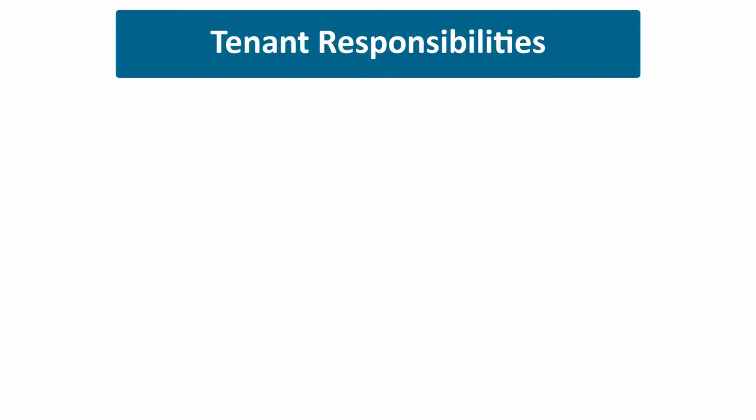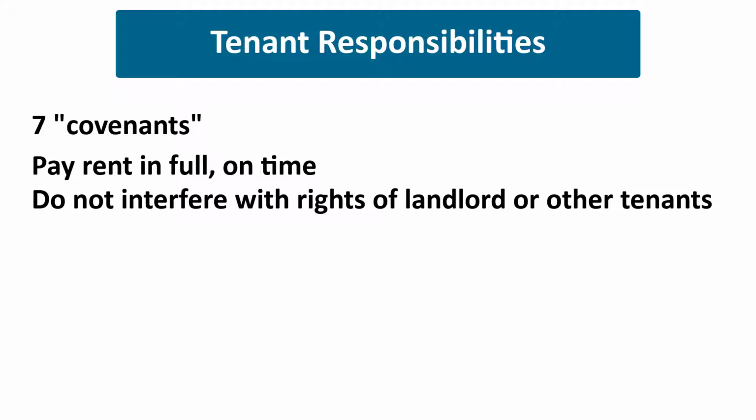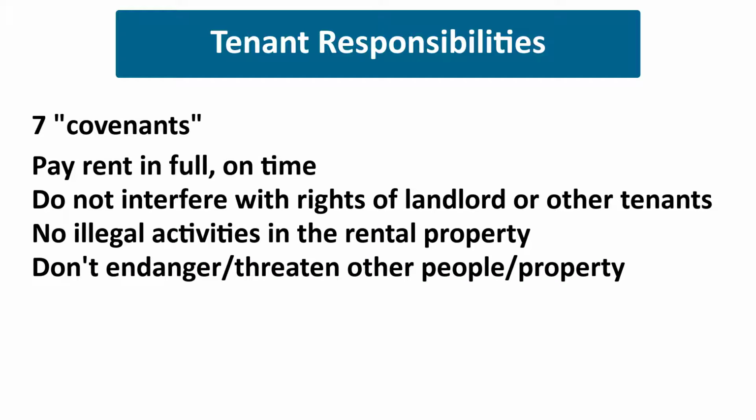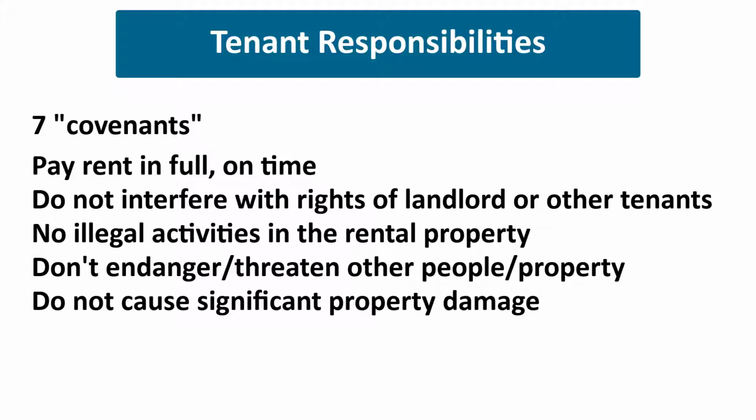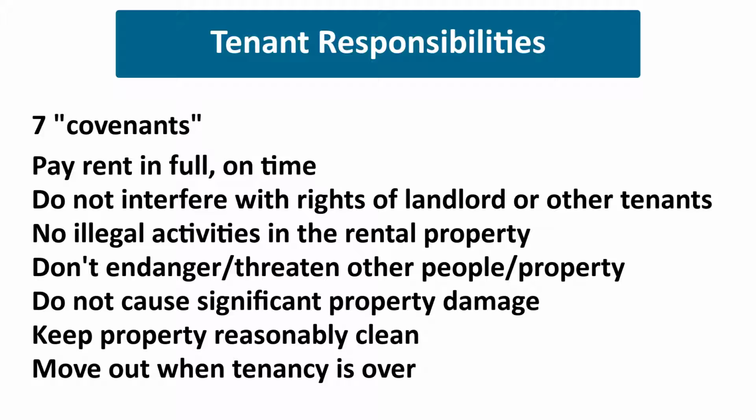Likewise, the RTA lists 7 covenants or rules that tenants must follow. They are: pay rent in full and on time, do not interfere with the rights of the landlord or other tenants, do not commit illegal activities in the rental property, do not endanger or threaten other people or property, do not cause significant property damage, keep the property reasonably clean, move out when the tenancy is over. If a tenant does not follow any of these rules, they could be evicted by the landlord.